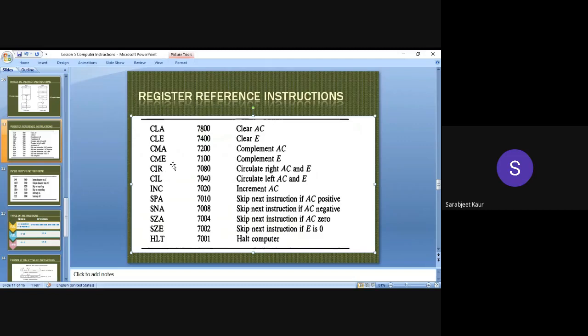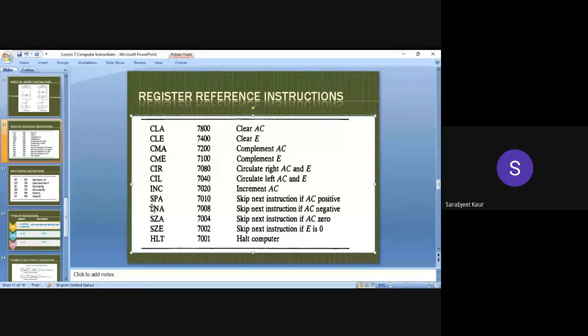The next is circulate left. So circulate left, just push the contents of AC one bit to the left, AC as well as E. Next is increment. Increment means increment the accumulator. We don't need to give anything else. So you see all these instructions, we don't require any memory access.